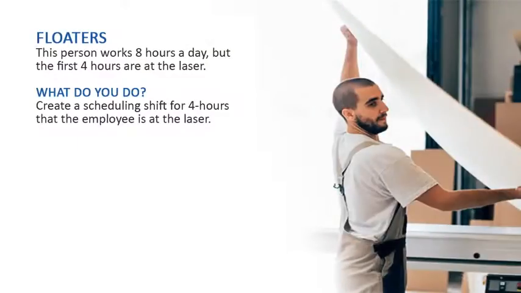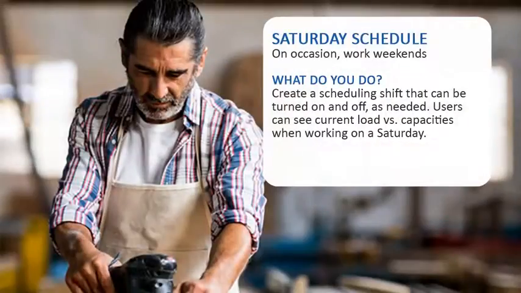One of them, for example, is for our floaters. Maybe we have a floater in our shop that works an 8-hour day, but spends the first 4 hours at a laser. In this case, we would create a scheduling shift for those 4 hours because we want our capacity at the laser to include our floaters for the 4 hours that are spent there. Another possible scheduling shift could be a Saturday schedule. We want to be able to turn that on and off as needed, but we might not work every Saturday.